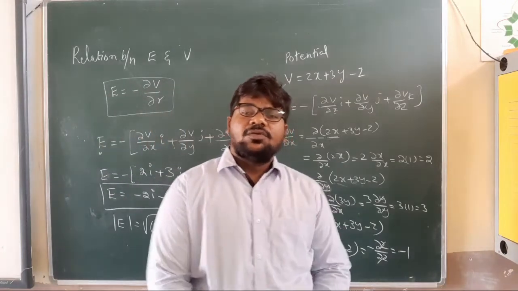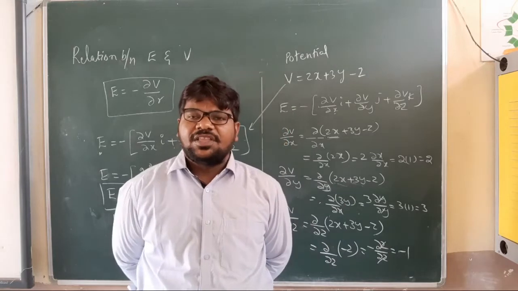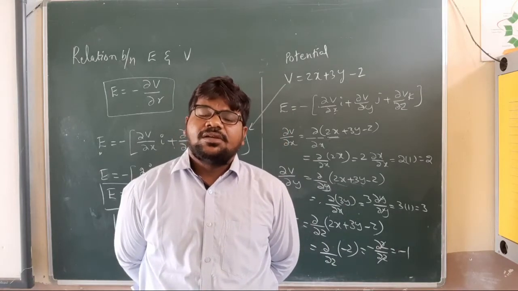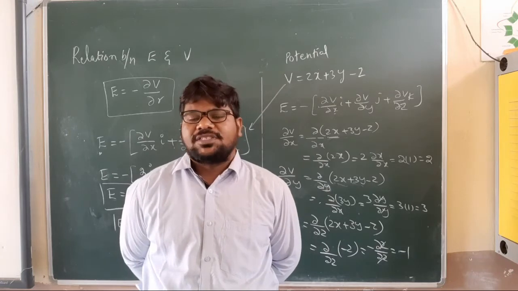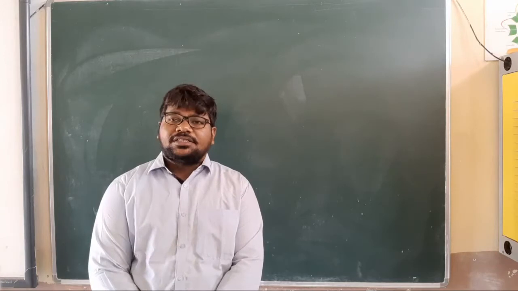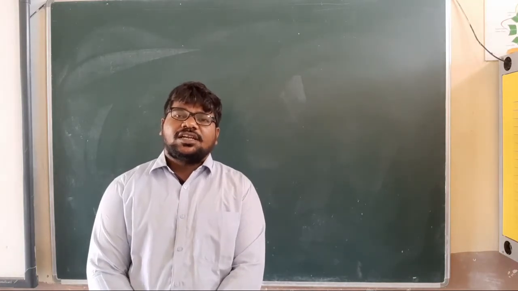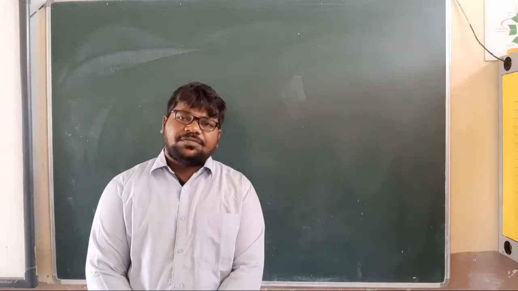In this way, we have to calculate the electric field intensity if the potential is given in the form of an equation like 2x plus 3y minus z. Electrostatic potential energy. And children, coming to the electrostatic potential energy of a system of charges.